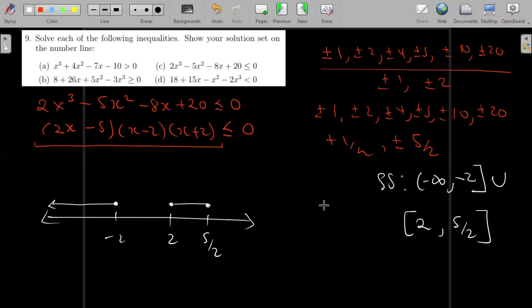This is how you work out questions involving inequalities of polynomials. Even if you had quadratic expressions, you'd still do it the same way. It's just that you have two linear factors, whereas in this case we have three linear factors. Unless there's any question, this is where we end for today's class.